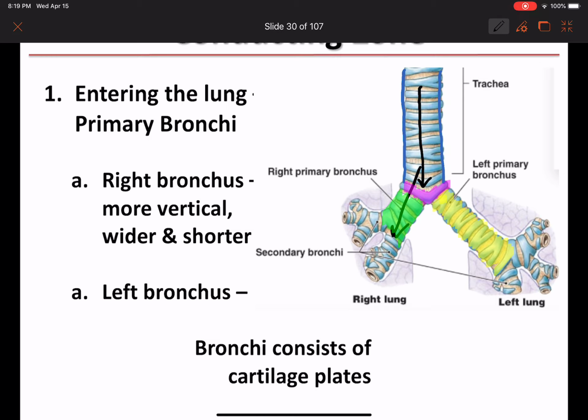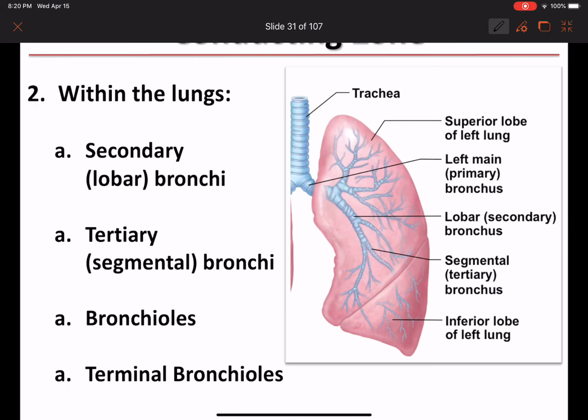Anyway, that's a quick little clinical correlate about why it's important to know the difference architecturally between the right primary bronchus and the left primary bronchus. By the way, I just referred to the right primary bronchus as the right main stem bronchus. That's perfectly fine nomenclature as well. You can refer to the left primary bronchus also as your left main stem bronchus.